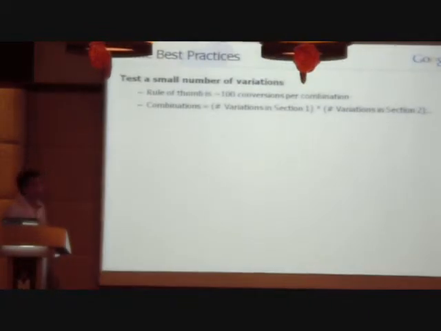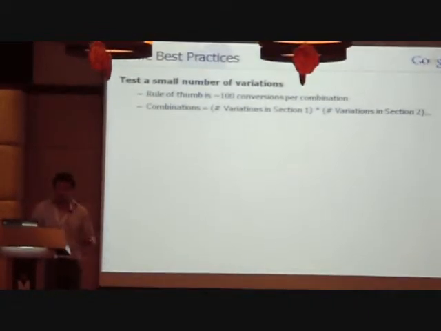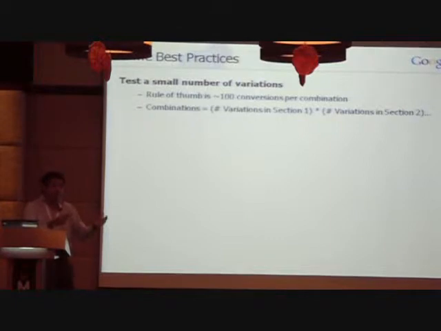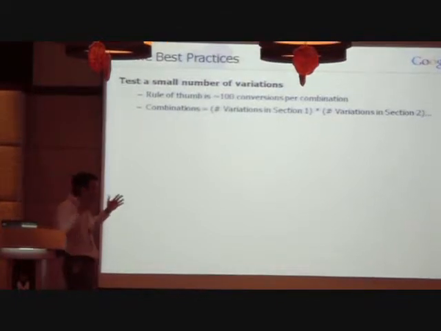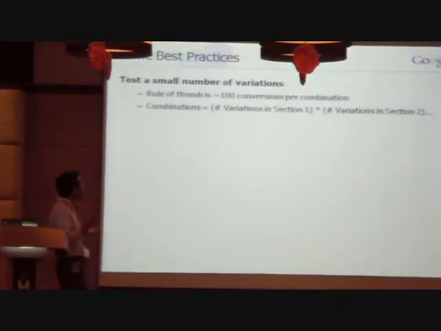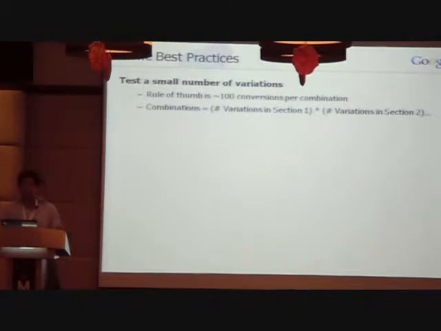So just some common tips. Test a small number of variations. Sometimes people see this product and they go wild. They're like, you know what? I'm going to test 1,000 different combinations. That will take you 10,000 years. So don't do that. Start small.